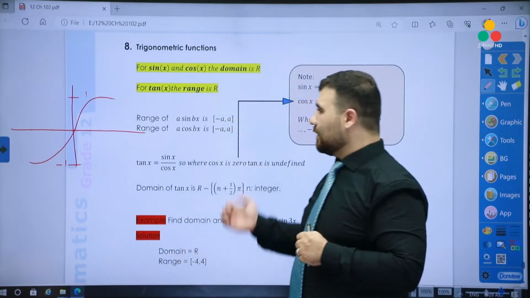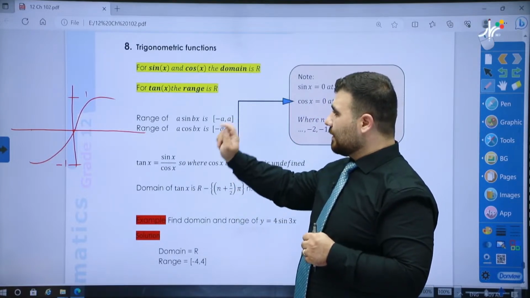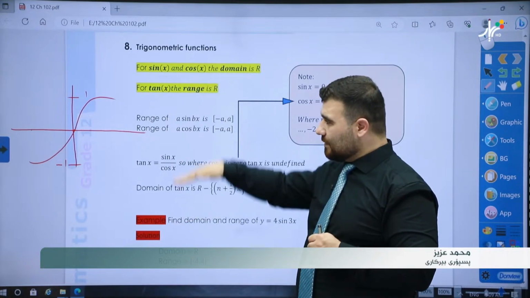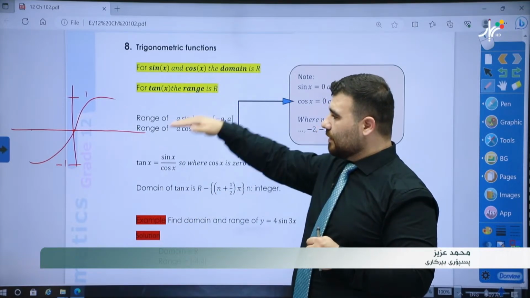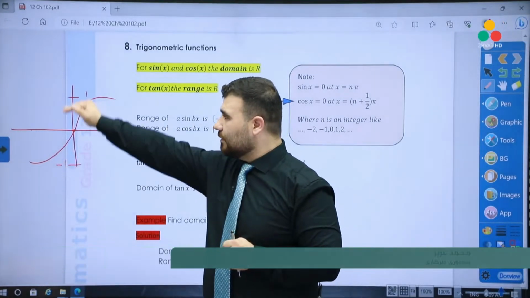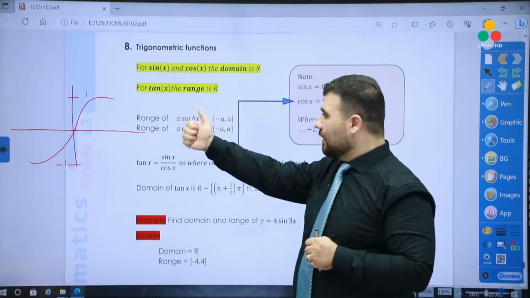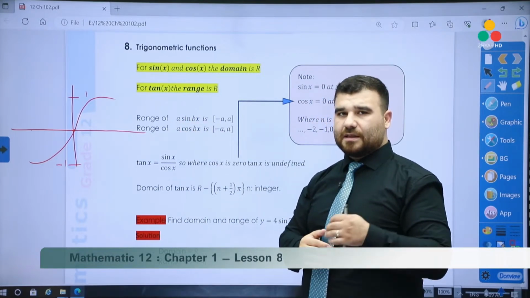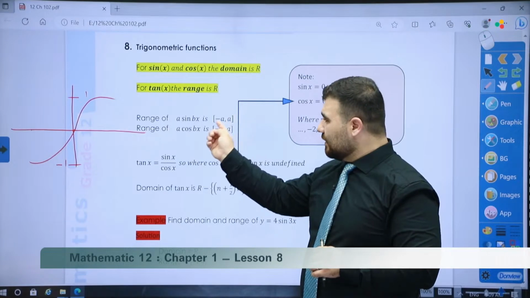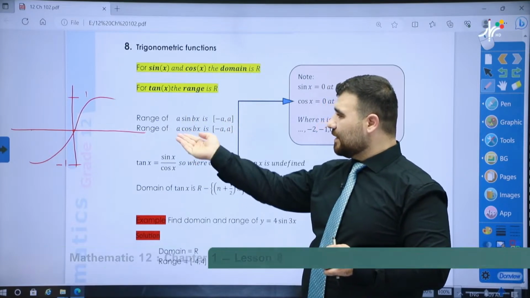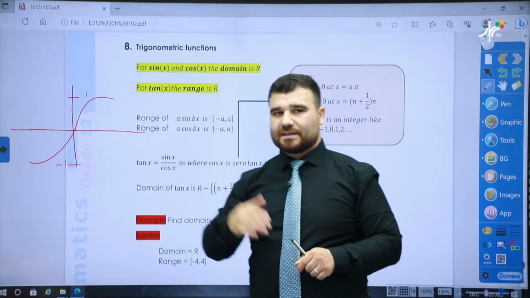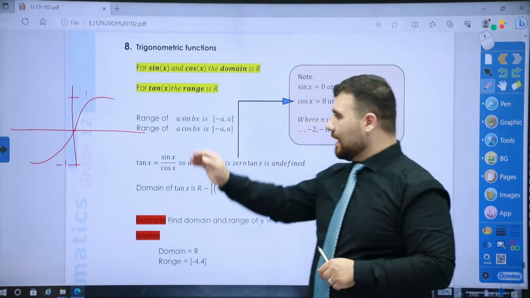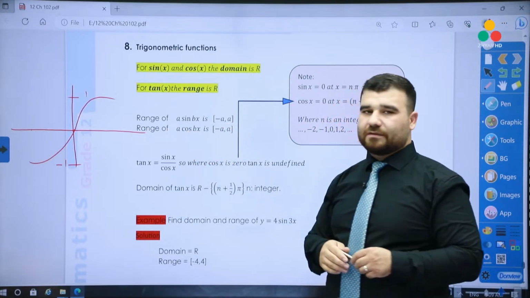But if we have a number in front of the sine or cosine, like the graph of 2 sine, it is from -2 until 2. On the y-axis, we can find the range. The range of this graph is from -1 to 1. If we have a sine bx, meaning a number multiplied by sine, then the range will be negative and positive of the number. Similarly for cosine, if we have, let's say, 5 cosine x, the range is -5 until 5. A cosine x, the range is from -a until a.